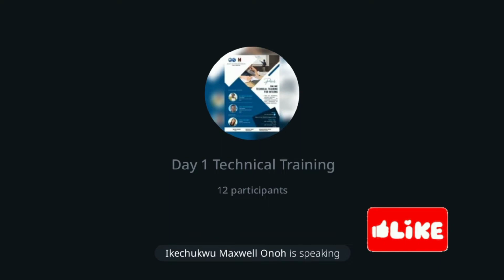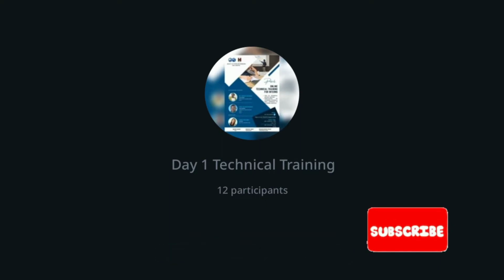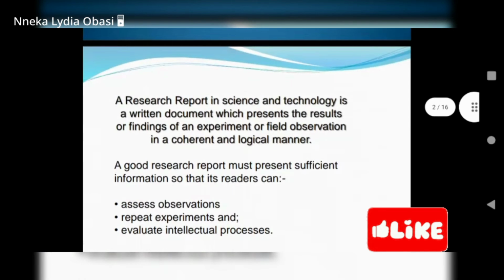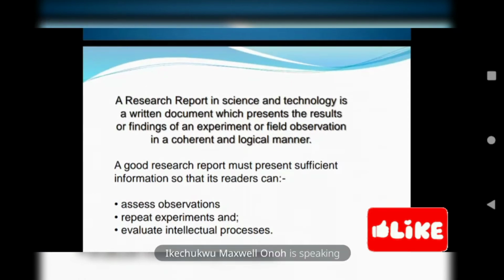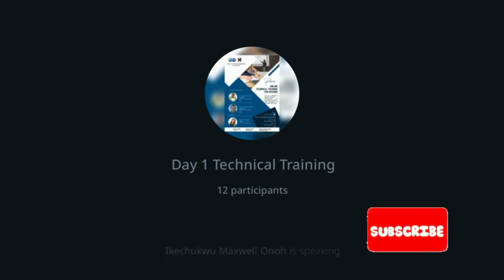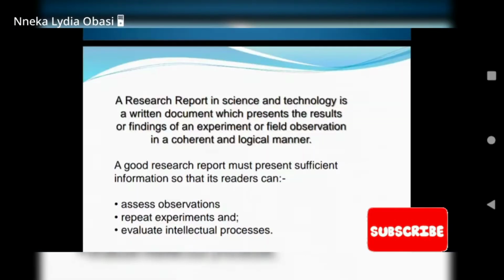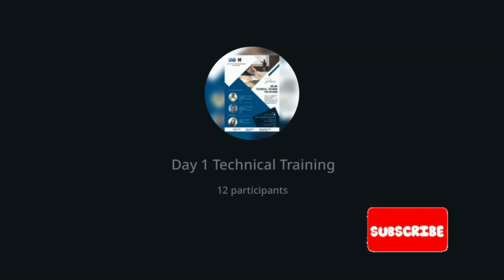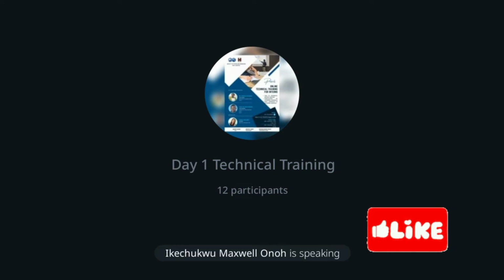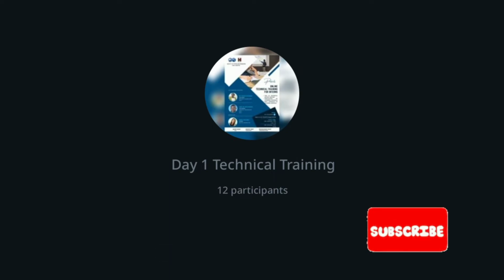Slide number 1. A research report in science and technology is a written document which presents the results or findings of an experiment or field observation in a coherent and logical manner. A good research report must present sufficient information so that each reader can 1. Assess observations, 2. Repeat experiments, and 3. Evaluate intellectual processes.